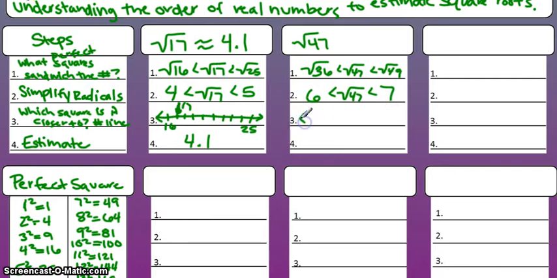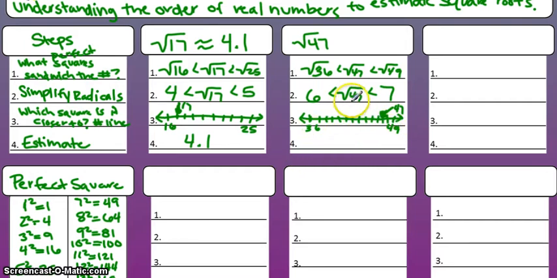Then we're going to find out which perfect square it was actually closer to. And that's going to tell us which number it's closest to, 6 or 7. Okay, so this is about 36. 37, 38, 39, 40, 41, 42, 43, 44, 45, 46, 47, 48, 49. Okay, 47 is right there. That's supposed to be an arrow. That's 47.